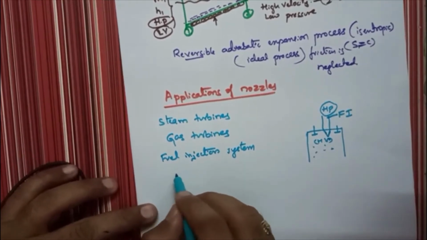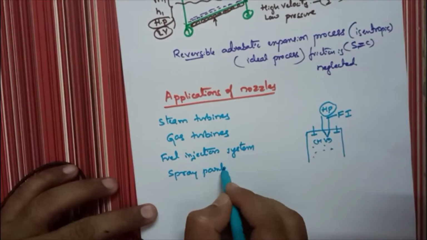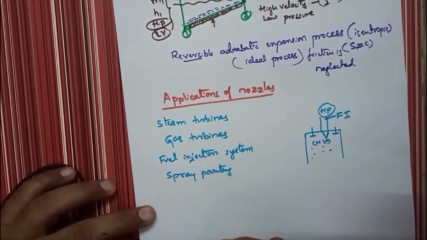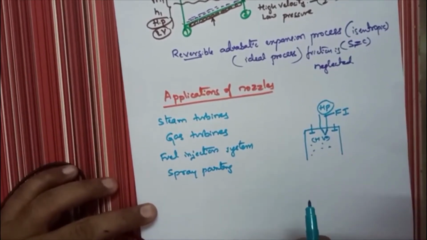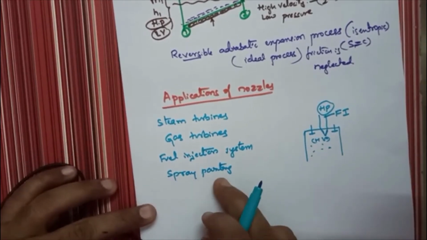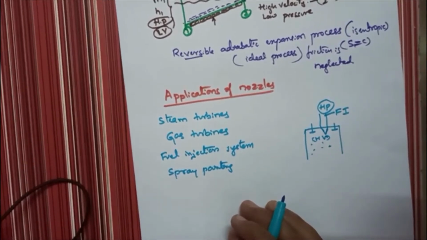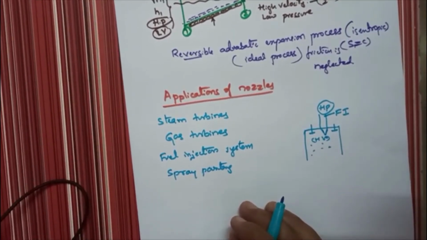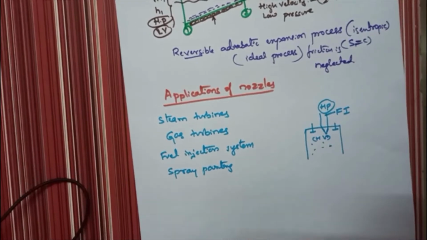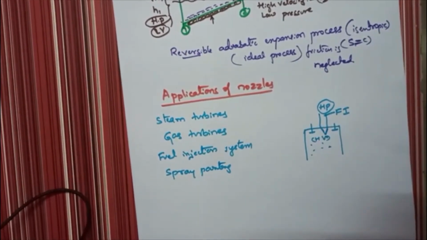And you might have seen spray painting nowadays, for painting automobile bodies. The tip of the sprayer has a nozzle, that is spray painting. And you might have seen sprinkling of water in the gardens, where nozzles are also used. But in industry, the main applications are in the steam turbine and in the gas turbines.